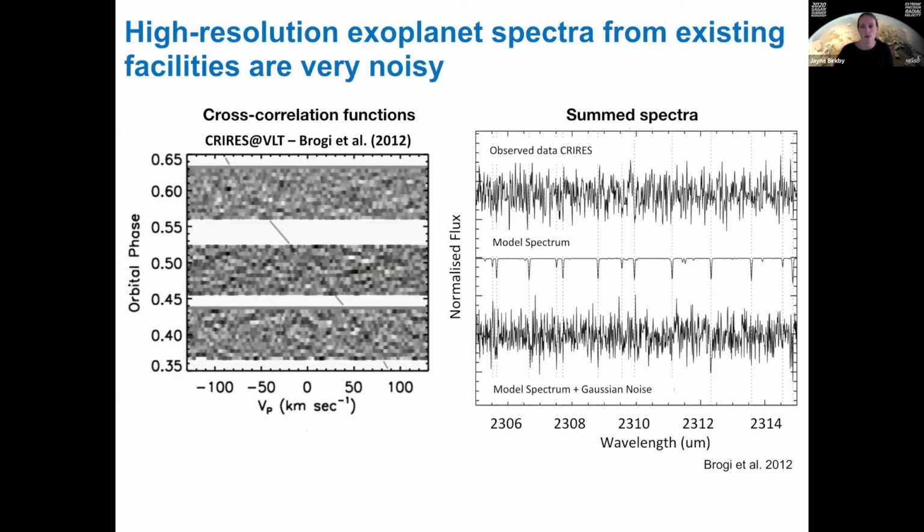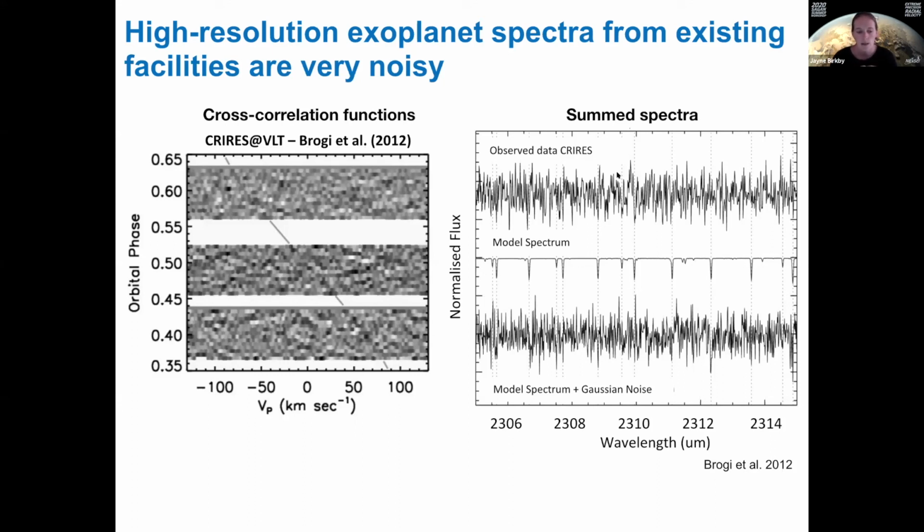But if we can overcome these things, we have a very bright future. So remember that I showed you for Tau Boo that the observed spectrum had a signal to noise of 1, and that was using 15 hours on the VLT with CRIRES, and that's what we're seeing in the top right here.